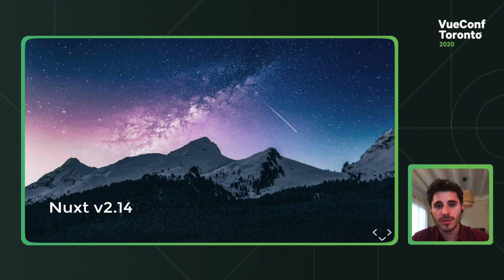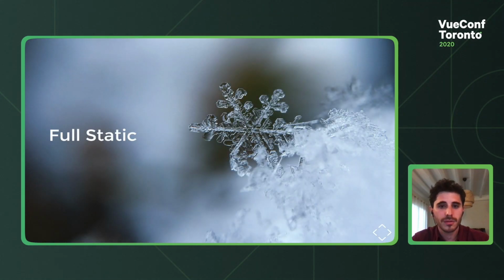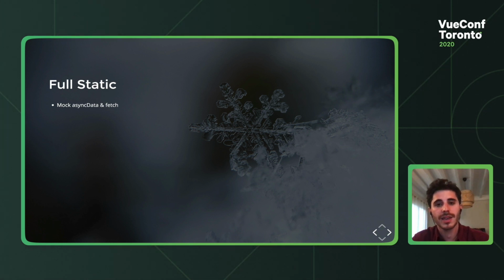Let's talk about Nuxt 2 and the latest version, which is Nuxt 2.14. I don't know if you know, but we implemented the full static export. How we implemented it is quite simple. We actually mock async data and fetch in production. So we will keep the payload when server rendering the page, and we'll call them instead of calling your async data method.